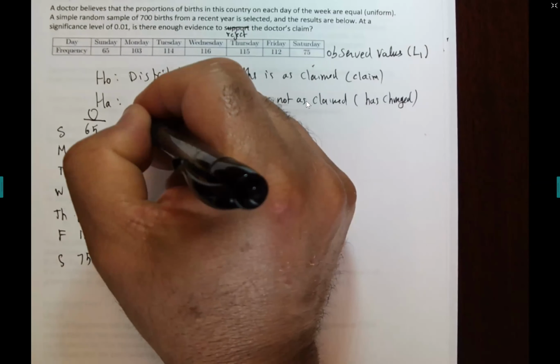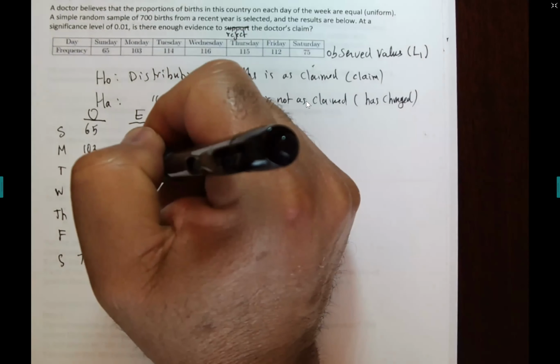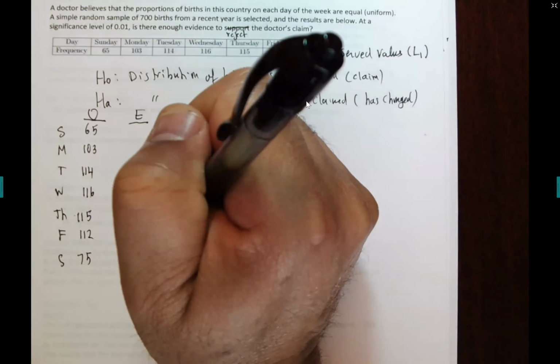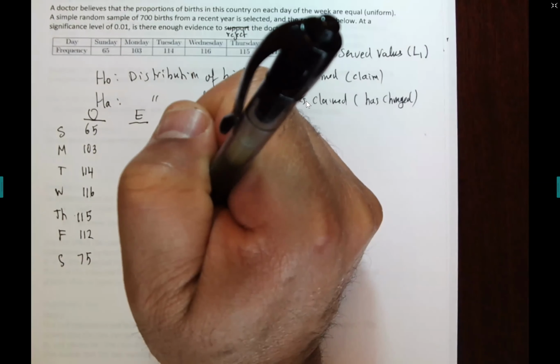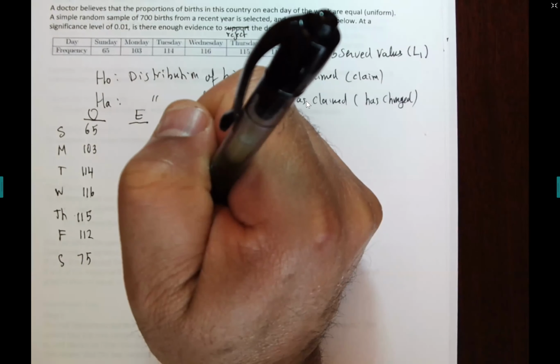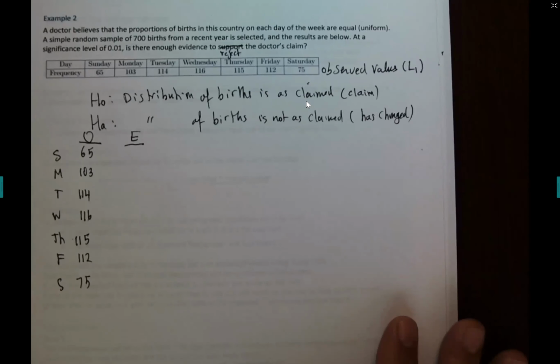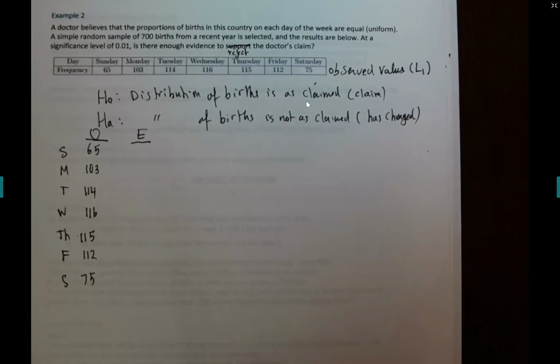Who can tell me how to find the expected values? He didn't give you percents just like the previous problem, but he says the distribution of births are equal or uniform. And that's why I put this question there, because I wanted you to understand what uniform means. What does he mean by that? Anyone knows? He did give us the percents, but not directly. When he says the proportion of births are equal, what does that mean?